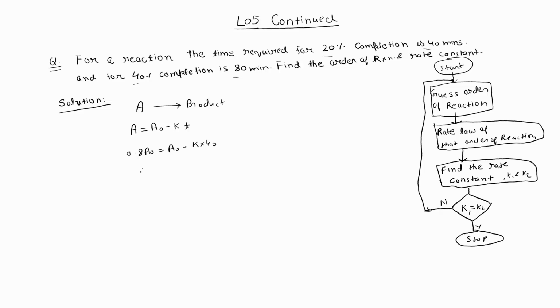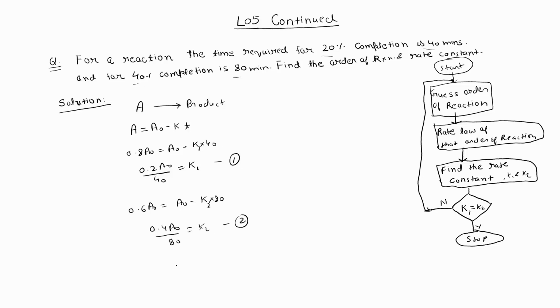And it comes out to be 0.2 A naught by 40 is equal to K, from the first equation, or we can say K1. And the second data is 40% completion, that is, at the end we have 0.6 A naught minus K into 80. So we get 0.4 A naught divided by 80 is equal to K2.